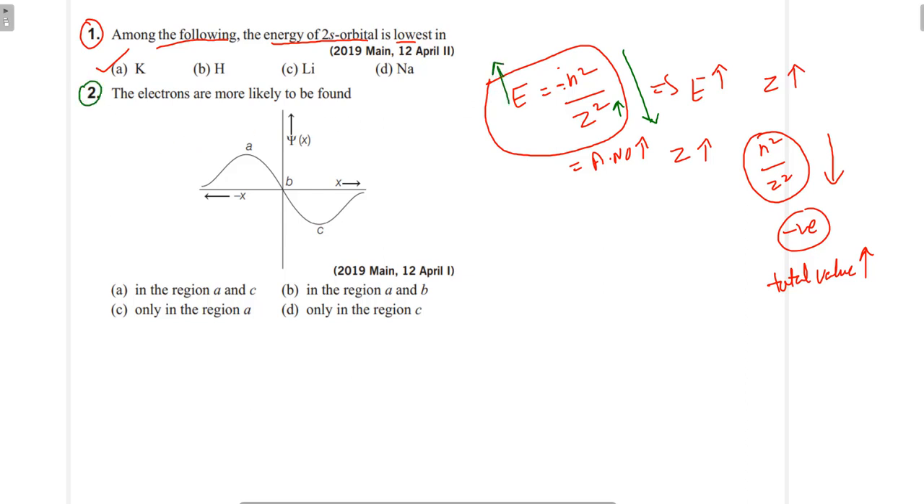Next, question number 2. The electrons are more likely to be found in the region of A and C. See, the electron finding probability is maximum at A and C. This is a direct question, so A and C is the answer. This is the node. This is called a node. This is the maximum probability. This is also maximum.